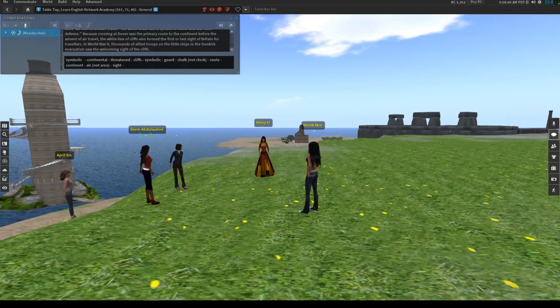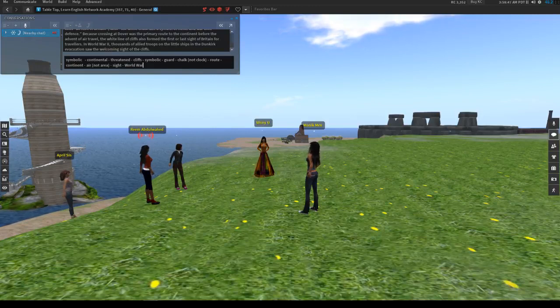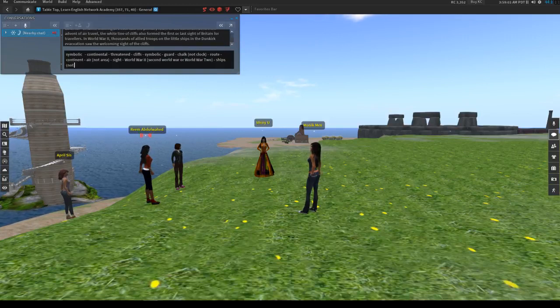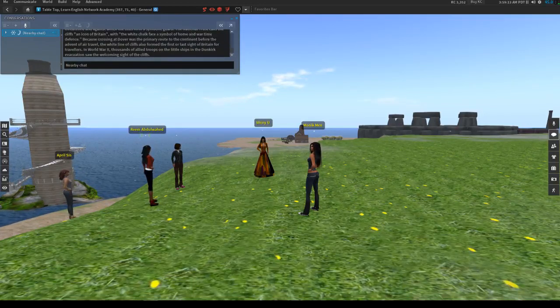In the World War Second, thousands of Allied troops on the little ships, cheap, sheep, ships, not ships, ships in the Dunkirk evacuation say the welcoming sight of the gloves.